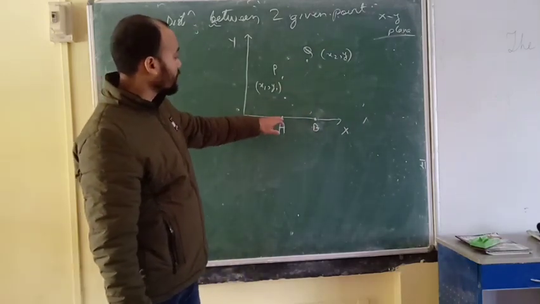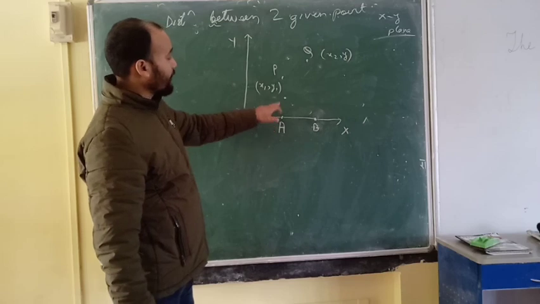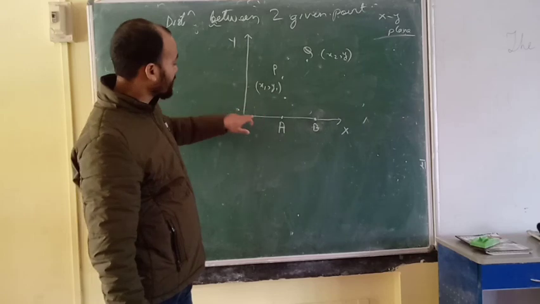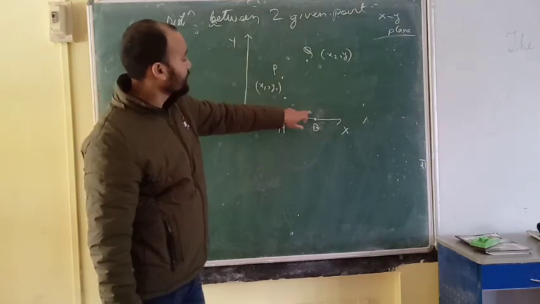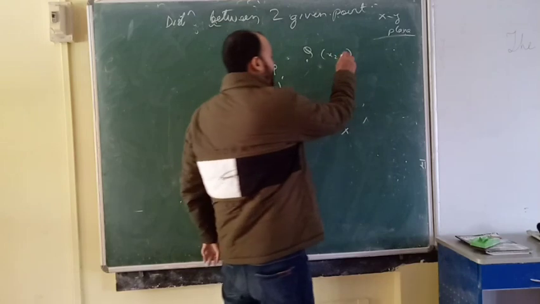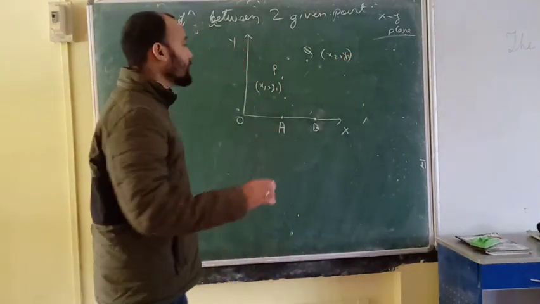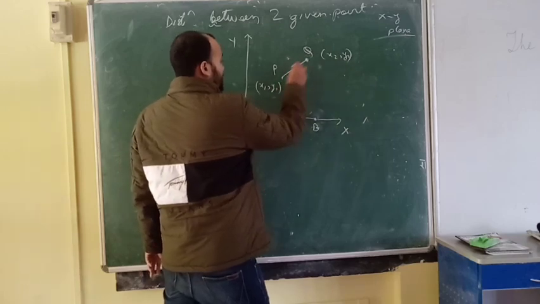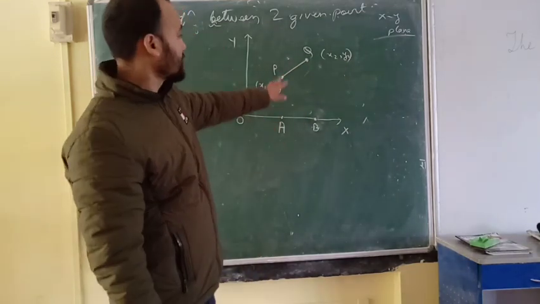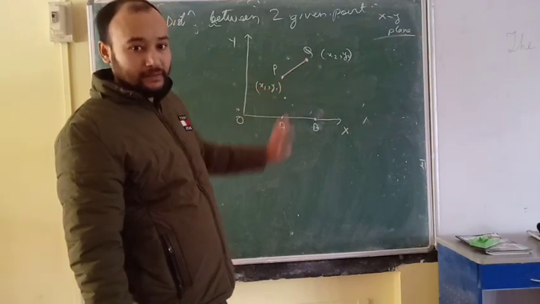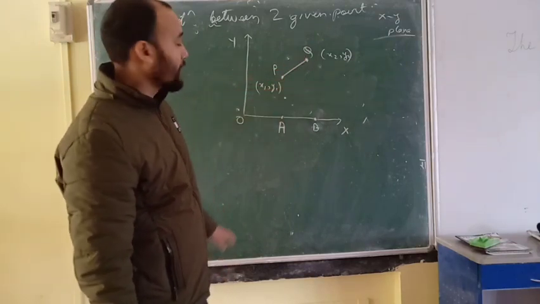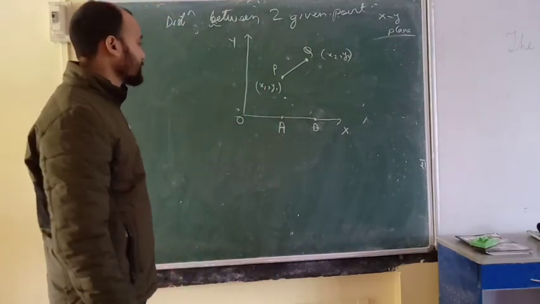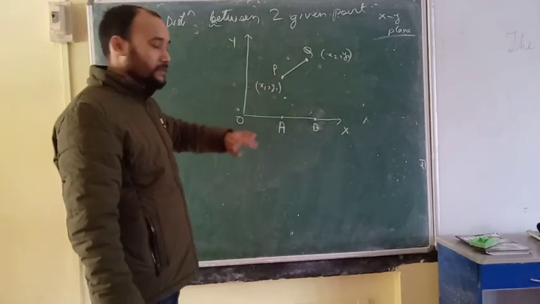Similarly, if you go from origin to A, that means to P, you are traveling y1 distance, and if you go from origin to this point B to Q, then you are traveling y2. We need to find what is the distance between them. Later in physics, you will learn this. But here, we know the main concept. Fine. Now see, how we can do this.